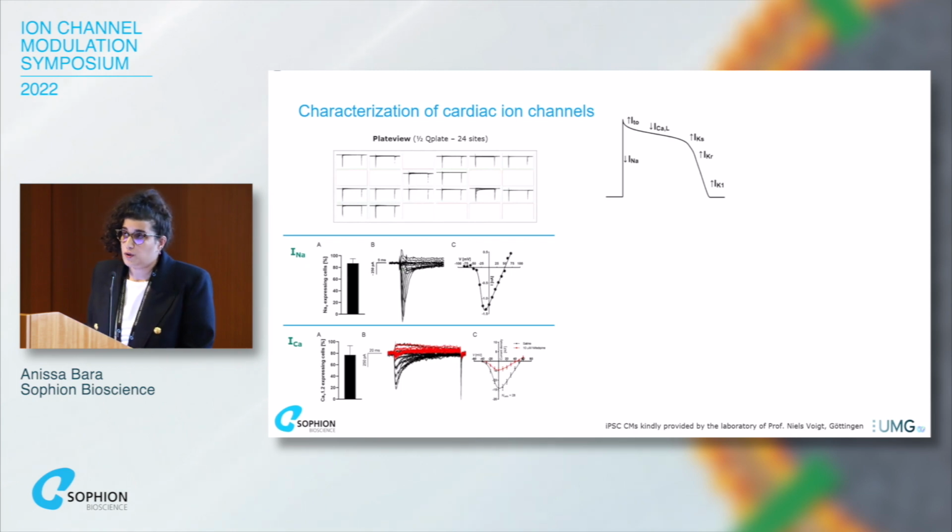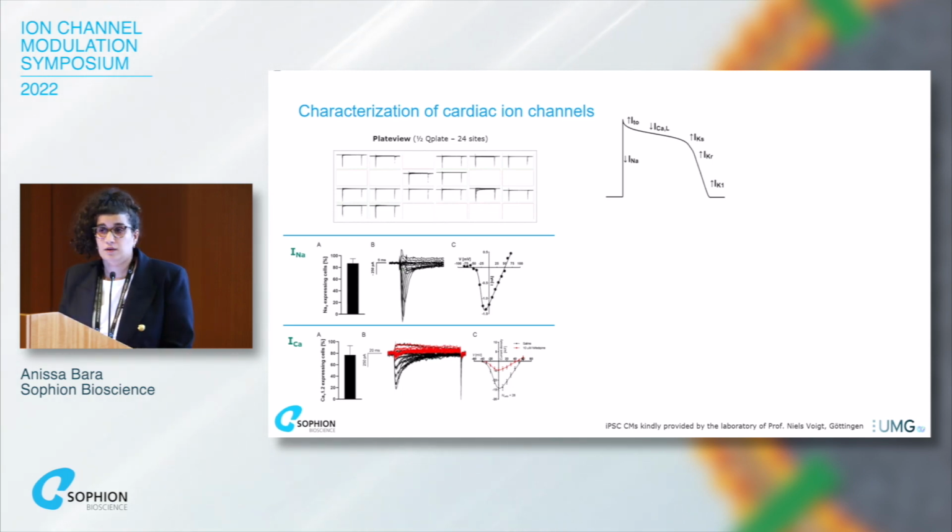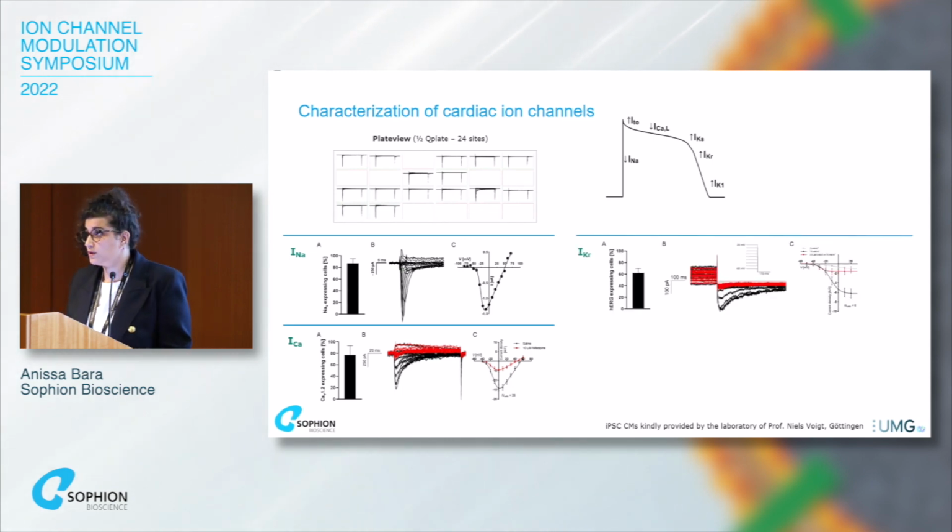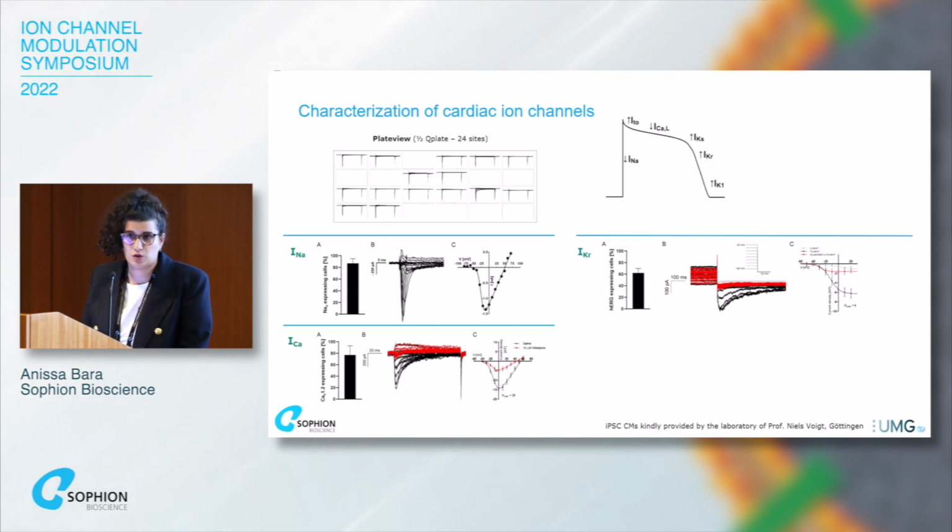Another current that is very important for cardiac safety, and that we really want to characterize when we do iPSC-derived cardiomyocyte measurements, is the hERG channel. The hERG channel currents are very, very small. This is the case in iPSC-derived cardiomyocytes, but also in primary cardiomyocytes. So in order to be able to record them in an APC system, we increase the extracellular potassium. We go from 5 millimolar potassium to 75 millimolar potassium.